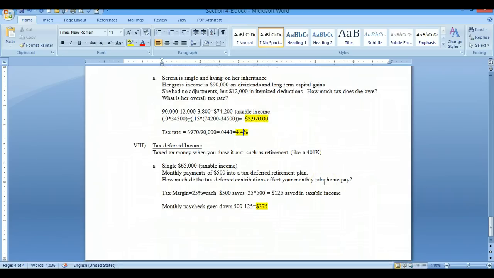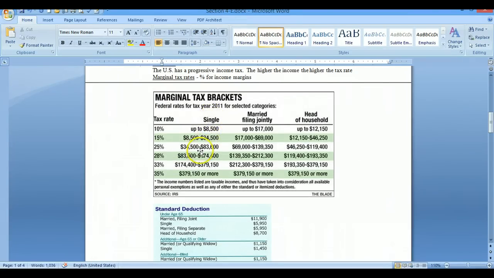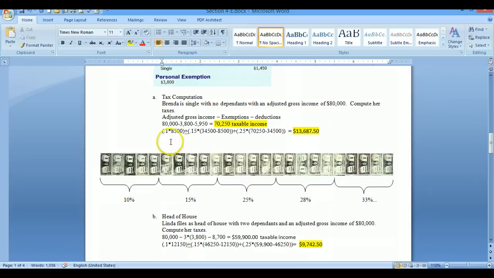Let's move on to tax deferred income. This is when you're taxed on money that you draw out, such as retirement, like a 401k. So let's say this person is single with a $65,000 taxable income, and they're making monthly payments of $500 into a tax-deferred retirement plan. How much do the tax-deferred contributions affect this person or your monthly take-home pay? If this person's single at $65,000, that puts them in the 25% tax bracket.